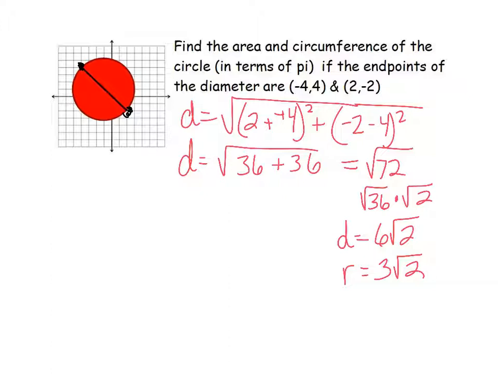Now, knowing that information, I'm going to do my two formulas. It wants the area and the circumference. Let's do area. Area equals pi times the radius squared, which is 3 root 2 squared. Now, I could go to my calculator, but really that's an easy one to do. To square a radical like this, you're going to square the 3, so that would be 9. And then you're going to square the square root, and those just cancel out.